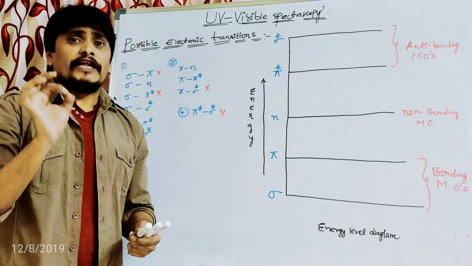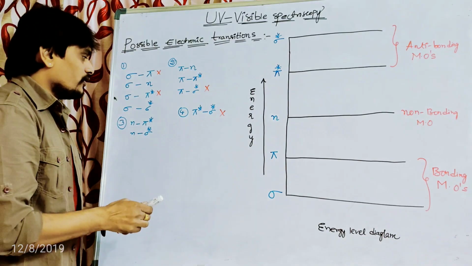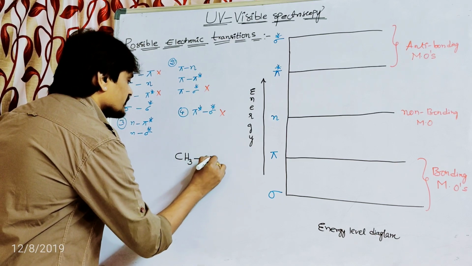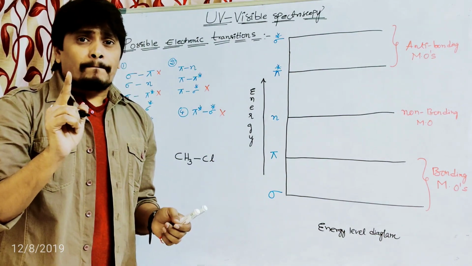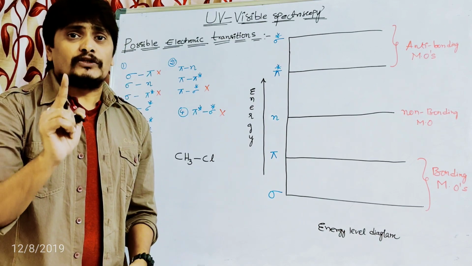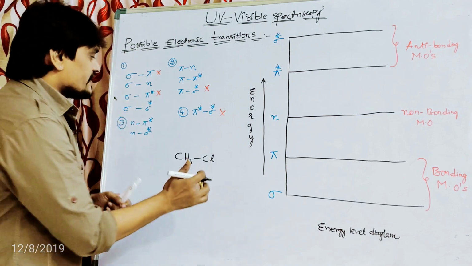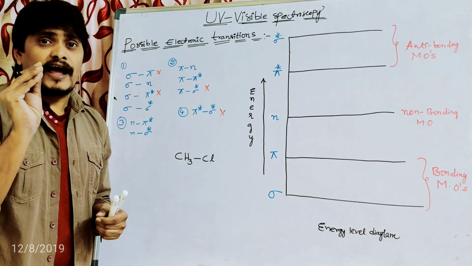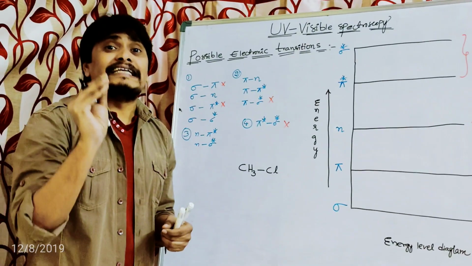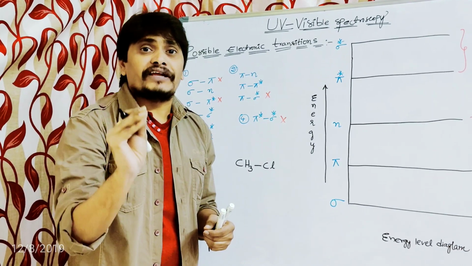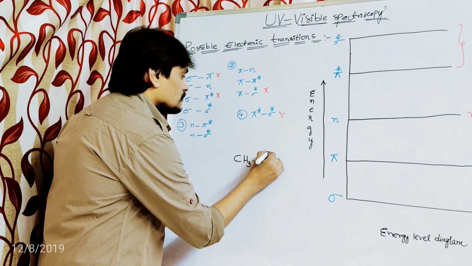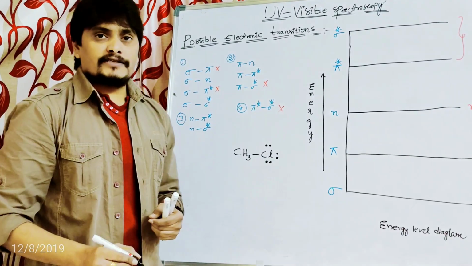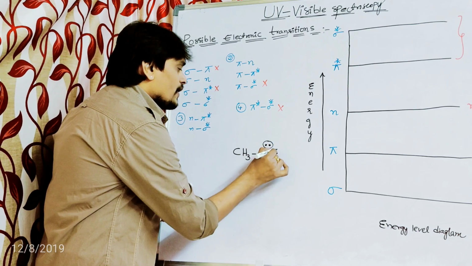Now we have to discuss the other molecular orbital, n. N means what, students? The non-bonding molecular orbital. In order to explain the non-bonding molecular orbital, I will discuss one example, which is chloroform. What is the group number of chlorine? Chlorine belongs to the 7th group. Since it belongs to the 7th group, 7 electrons are a part of it. Out of 7 electrons, 1 is involved in bonding with the carbon and the remaining 6 electrons will be in the form of 3 non-bonding pairs of electrons.